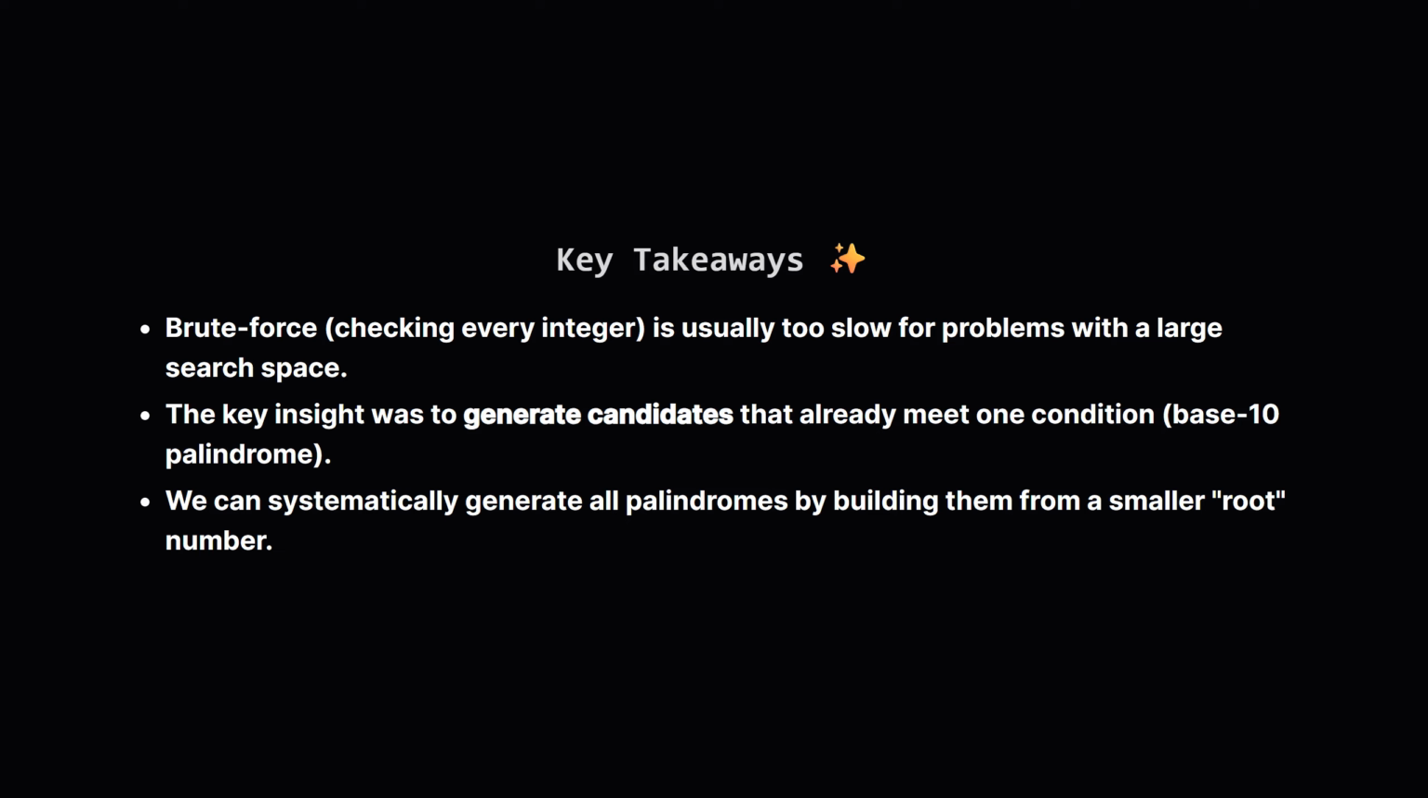So to wrap it all up, what are the big ideas here? First, if a problem involves searching through a massive range of numbers, the simple brute force approach of checking every single one is probably a trap. It's too slow. The breakthrough for this problem was to flip the script. Instead of checking, we generate. We built a machine that only produces numbers that are already base 10 palindromes. This drastically cut down our work. And finally, we saw a neat trick for generating all palindromes by constructing them from a simple, incrementing root number. This kind of thinking, from checking to generating, is a super powerful tool to have in your problem-solving toolbox.